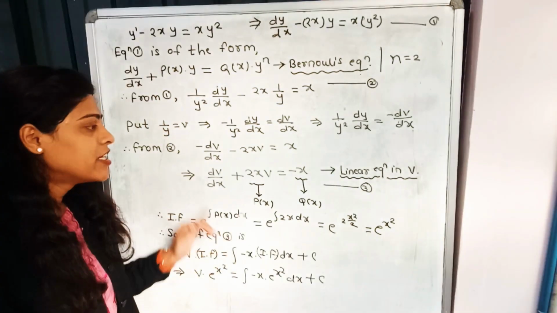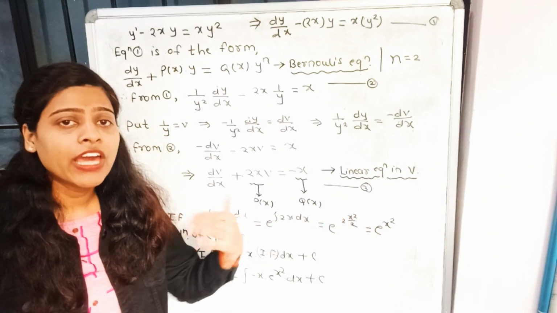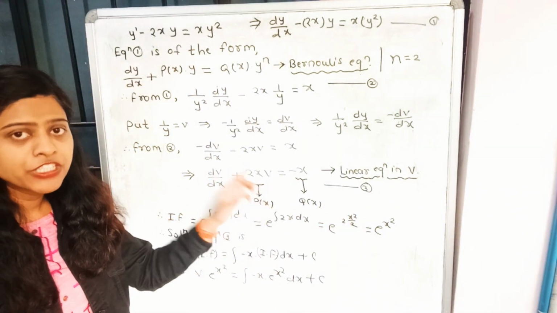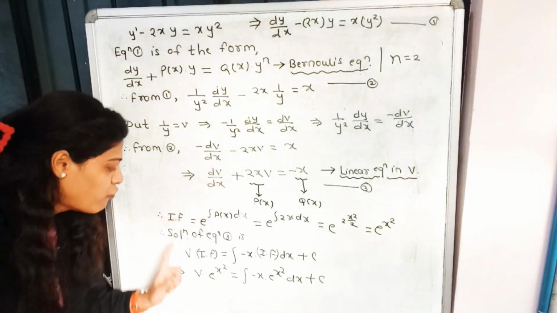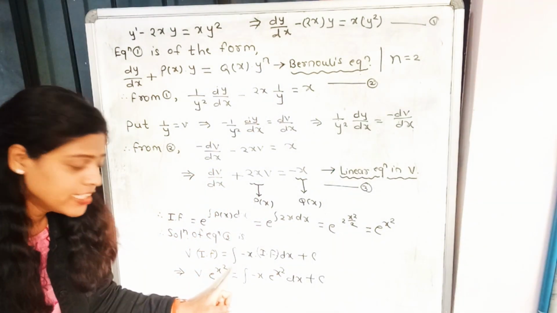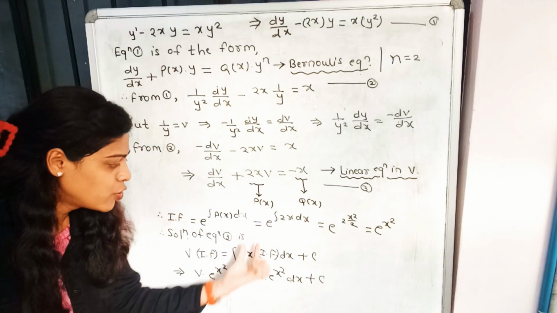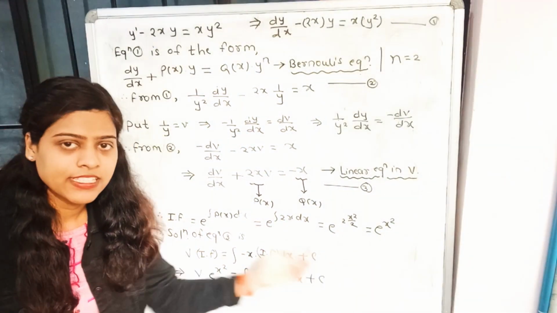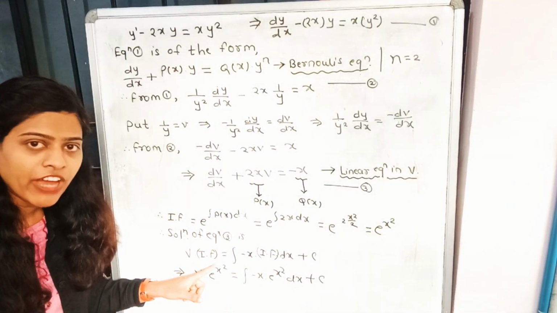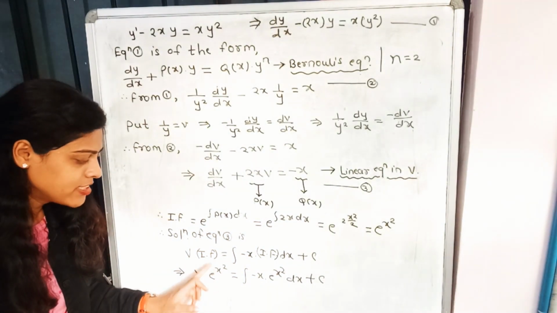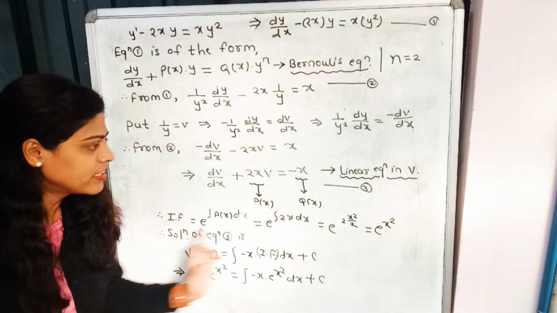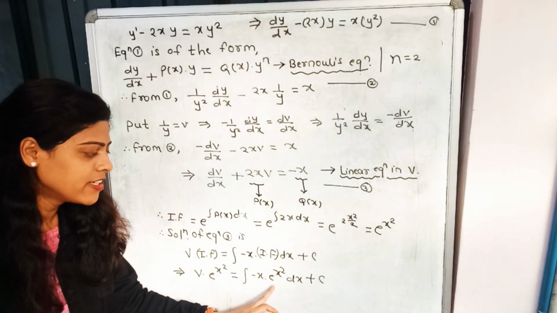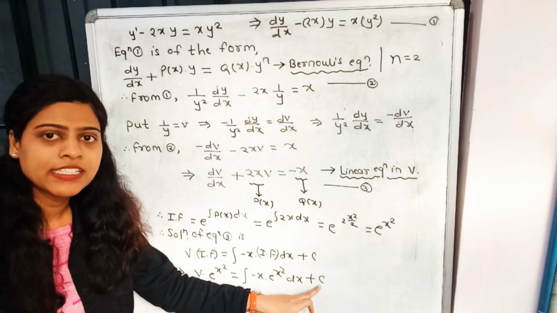Now to find the general solution of equation 3, we have a formula. This is a linear equation in variable v. So v times the integrating factor is equal to the integral of q(x), that is minus x, times the integrating factor dx plus c. Then put the values of the integrating factor. So v times e raised to x squared, because the integrating factor is e raised to x squared, is equal to the integral of minus x times e raised to x squared dx plus c.